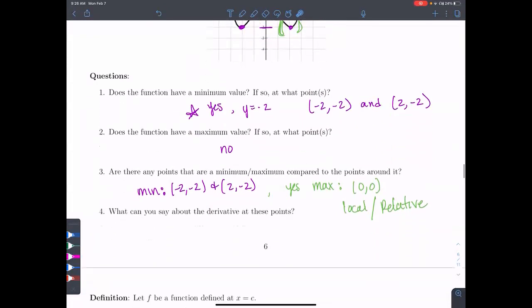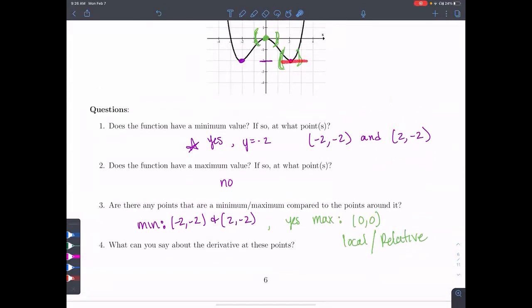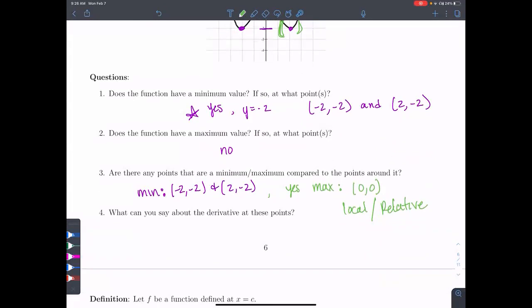The derivative at those points is equal to 0. You can look at the tangent lines. What would be the tangent lines? They're all flat. So the derivative is 0.